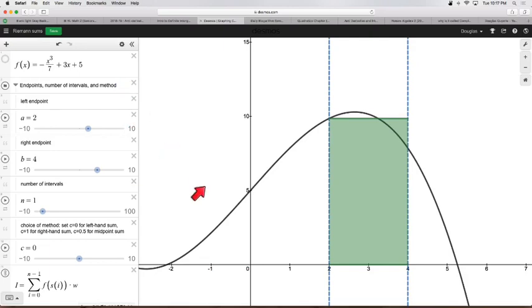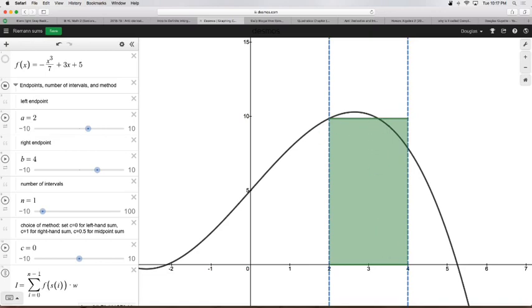So here I have an arbitrary function. It doesn't really matter, it's just a cubic. And I'm interested in the area under this particular curve as x goes from 2 to 4. As you can see, I have the curve, and I have this green rectangle, and the rectangle is producing an approximation of the area under that curve.